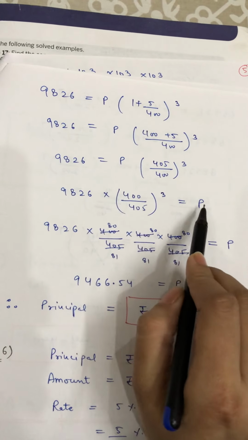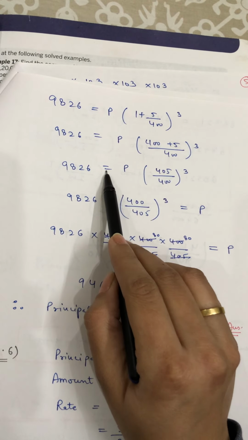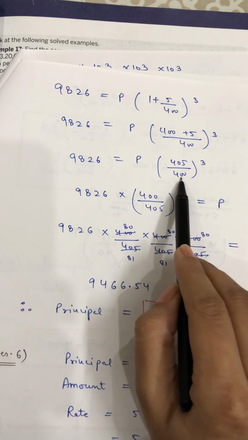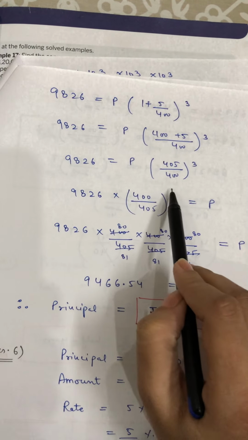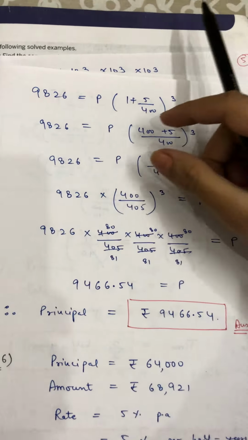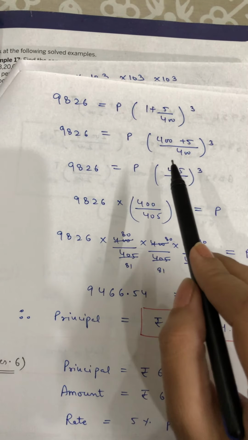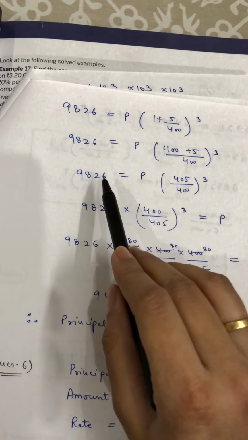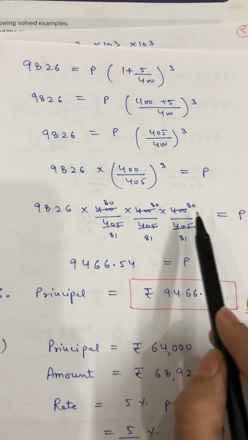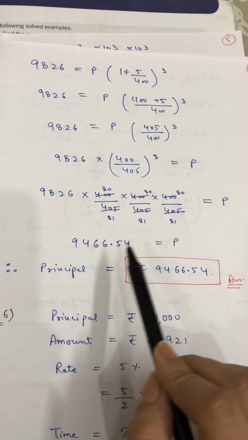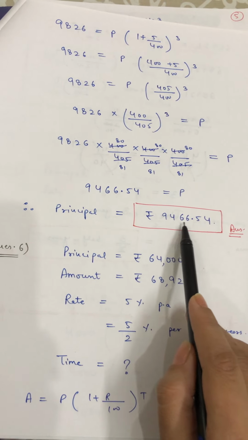Now P will be here only. This 405 upon 400 raised to power 3 will go to that side. 9826 multiplied by 400 will go in the numerator and 405 will come in the denominator, and raised to power 3 will be as it is. When this fraction goes to that side, it changes into the reciprocal. Now open the power, you have to multiply this fraction 3 times, cancel the terms. Now this is the answer. So therefore your principal is equal to rupees 9466.54.